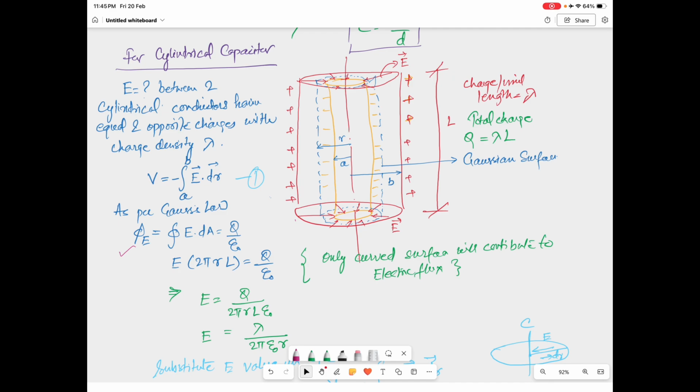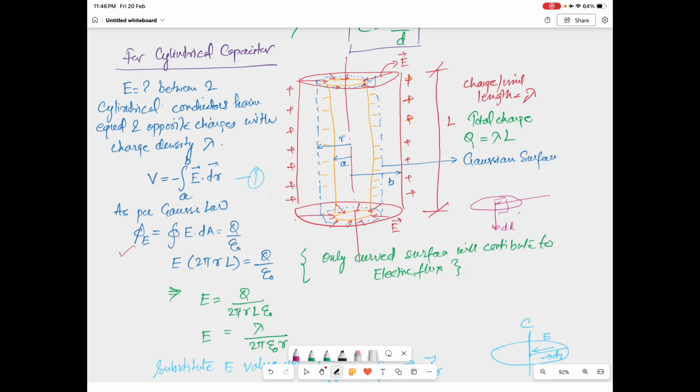Therefore, E and dA will have the same direction. And at the end surfaces, what is happening is that the electric field is going like this and dA is like this.